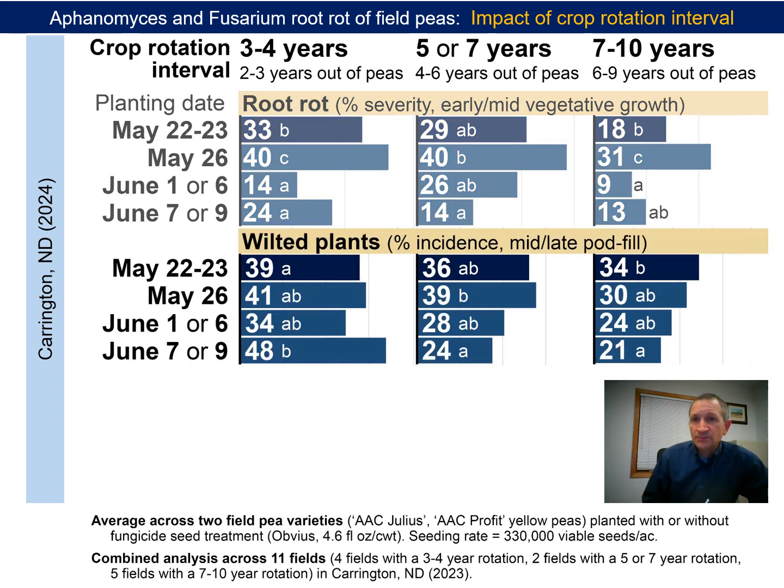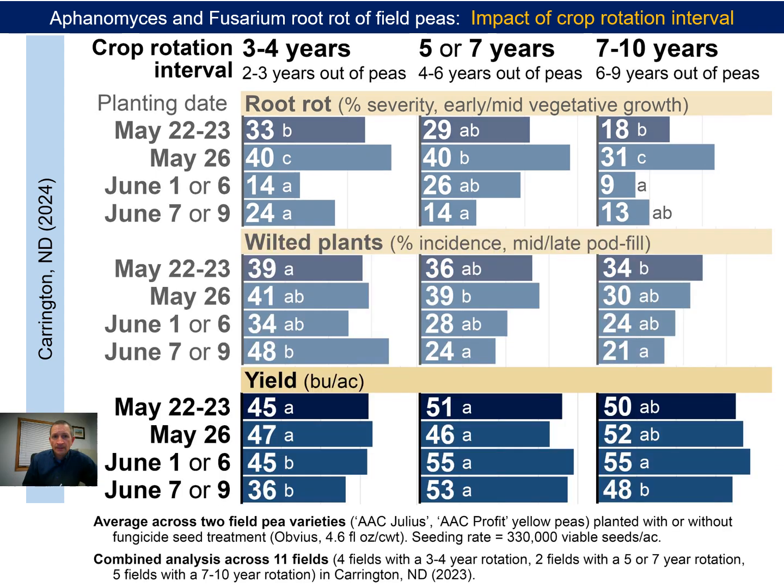Okay, how about wilted plants? Same story. Okay, the incidence of wilted plants was clearly influenced by the crop rotation interval. So the longer crop rotation interval had less wilt. And yield, well, the yield followed. All right, and so with the better crop rotation interval, you had higher yield potential. That said, the 5 to 7 years, 7-year crop rotation appeared to be enough. Okay, you didn't get much more gain by waiting longer in terms of yield.